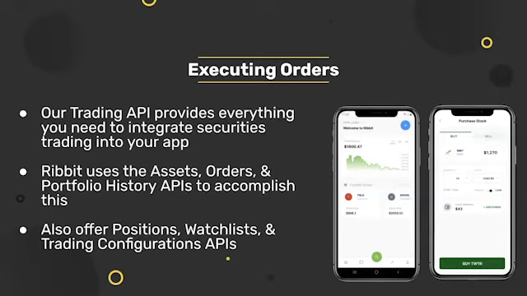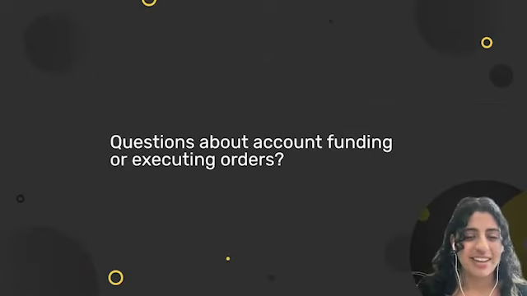I also quickly want to mention the positions, watch list, and trading configurations APIs. There's some added functionality here that you can make use of. Through the positions API, you can see your users' open positions, close their position, close all positions, things like that. You can also create watch lists like the favorite stocks on the left screenshot through our watch list API. Or you can set trading configurations, like if you want to disable fractional trading on an account or enable margin trading, through the trading configurations APIs.